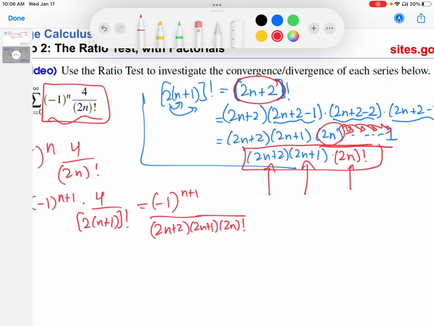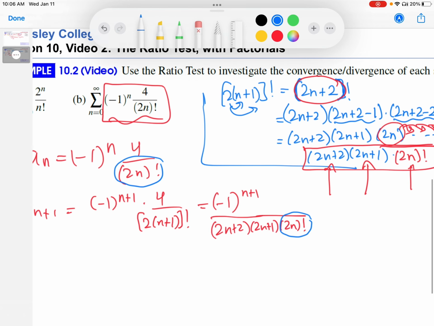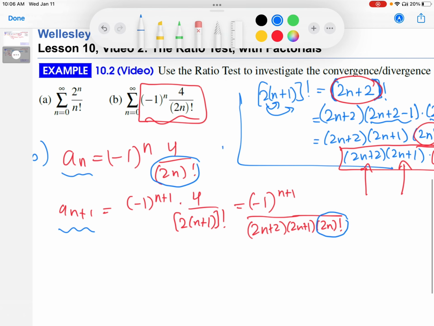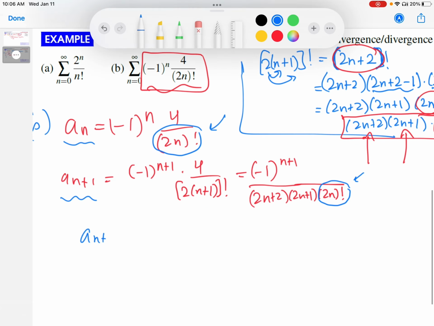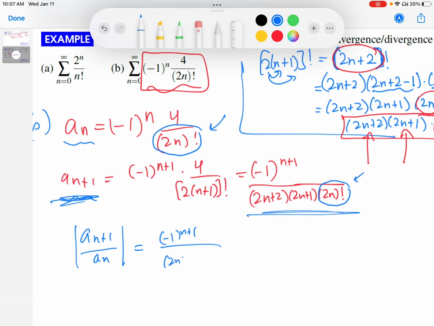You might be wondering, that was a little complicated. Why would we do that? The reason is that now, notice that this term appears over here, right? So a_{n+1} and a_n have this term in the same fraction. So now when we construct a_{n+1} over a_n in absolute value, those things are going to cancel, and you'll see that in a minute. Okay, so a_{n+1} is this term, minus 1 to the n plus 1 over 2n plus 2, 2n plus 1, 2n factorial, divided by a_n.